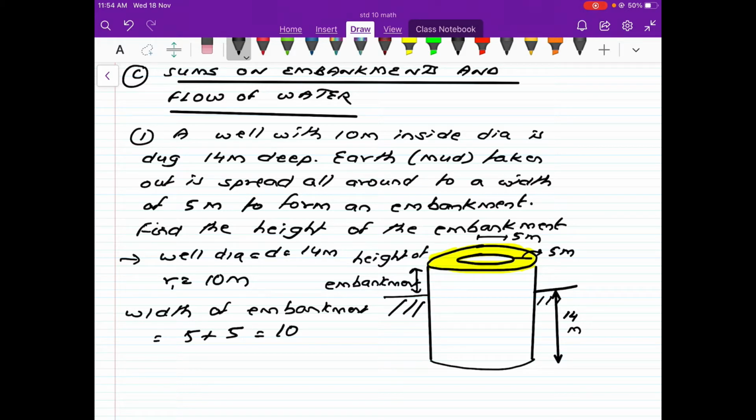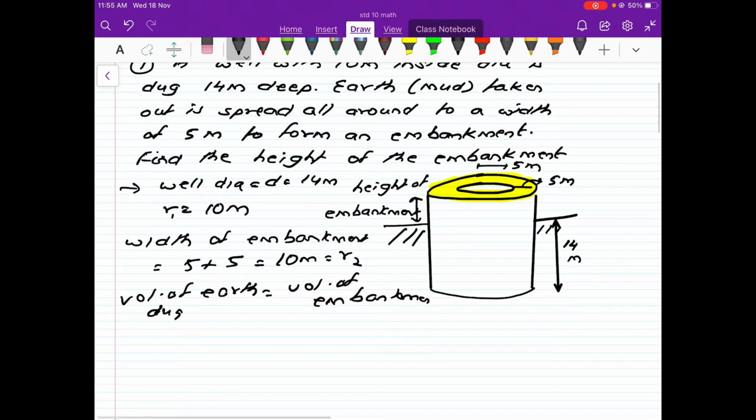Now this 10 meters we can consider as the outer radius. So now we have a circular ring. Inside is 5 meters, outside is 10 meters. So what is the volume of the earth dug out? The volume of the earth dug is equal to the volume of the embankment. We are spreading the mud in the form of an embankment.